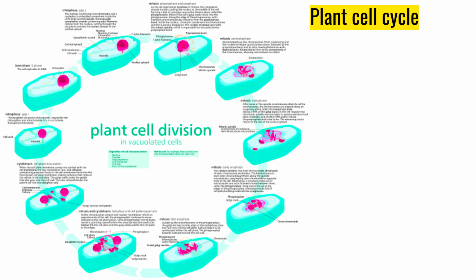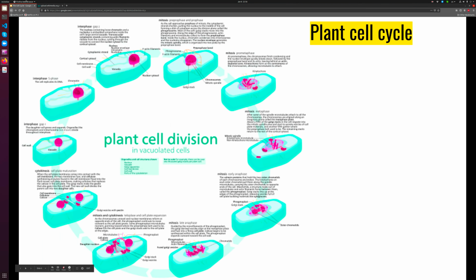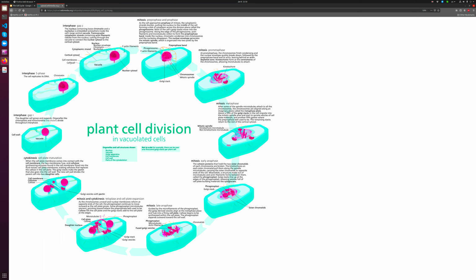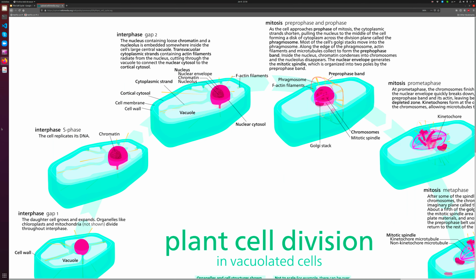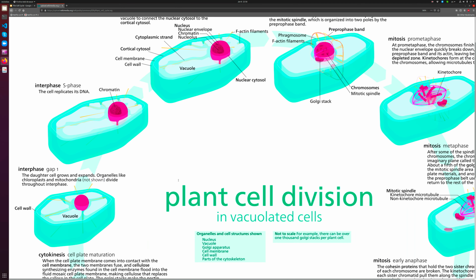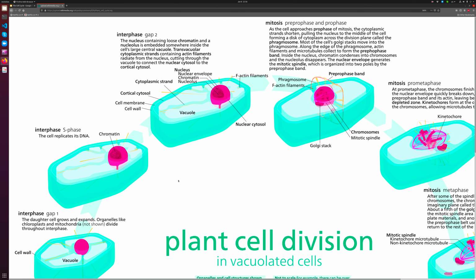Now we have the plant cell cycle, and it's so unclear that I'm just going to show you the real figure here. First, we have interphase gap 1. The daughter cell grows and expands. The organelles like chloroplasts and mitochondria, that aren't shown, divide through interphase. The S phase is where the cell replicates its DNA.